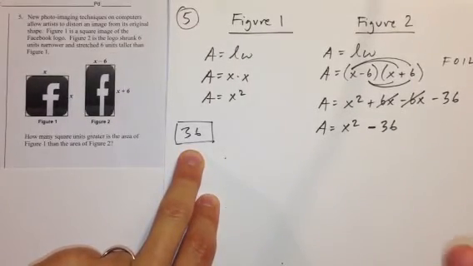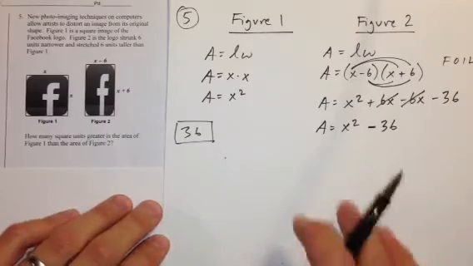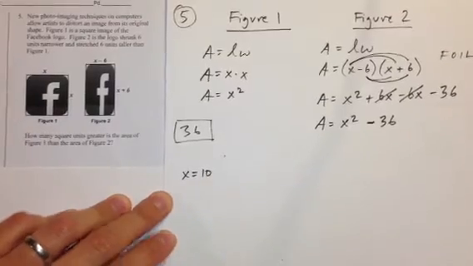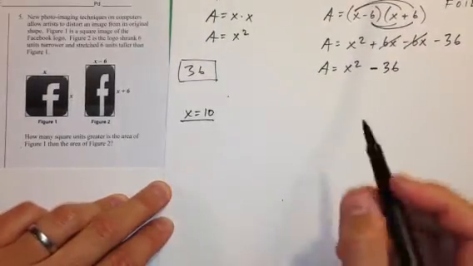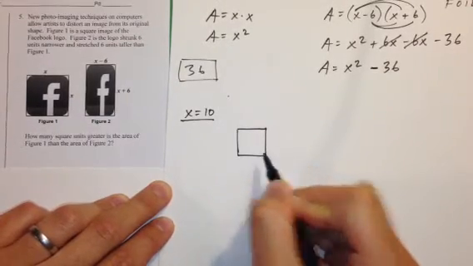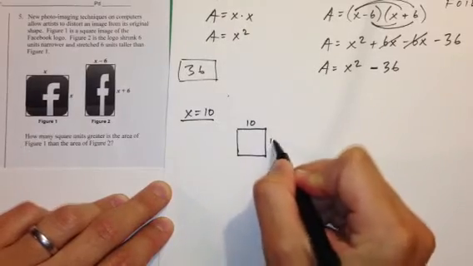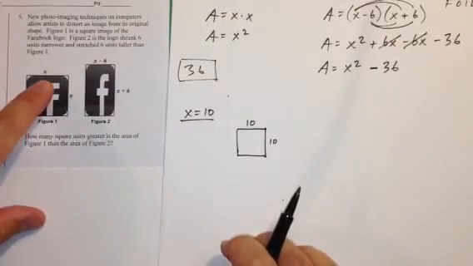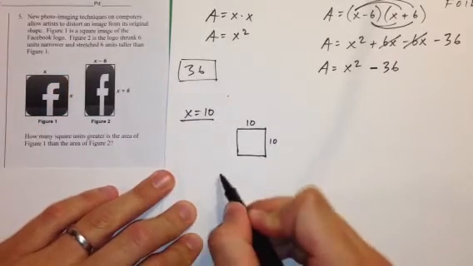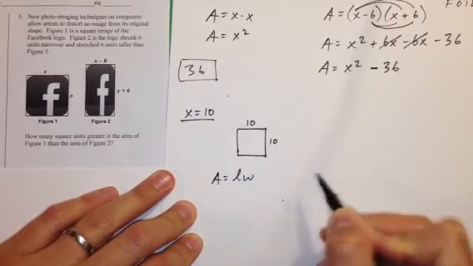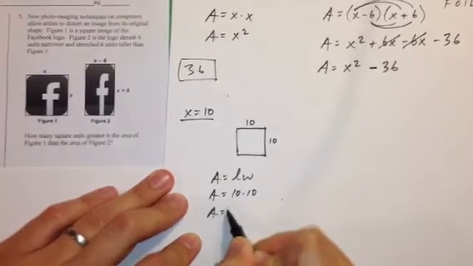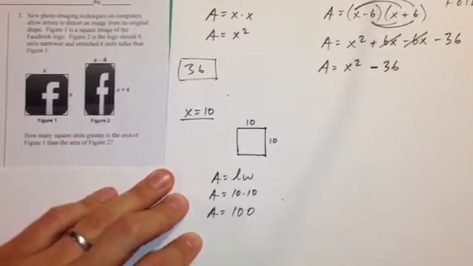Now that might be a little bit hard to conceptualize in your brain, so let's give a quick example. Let's say that x is 10. If x is 10, for Figure 1, I'm going to redraw it. It's a square. That means each side is 10, because each dimension is x. So if x is 10, both the length and the width of the square are 10. So now my area is length times width, or in this example, 10 times 10. So the area is 100 square units.